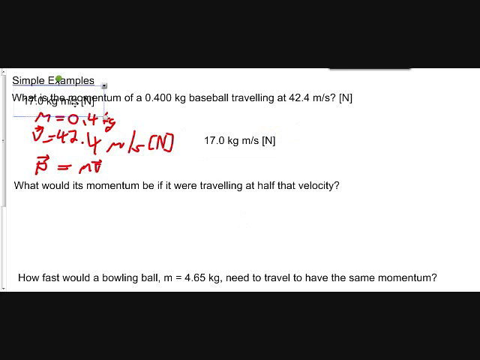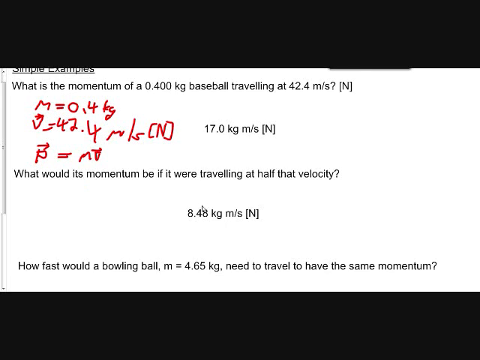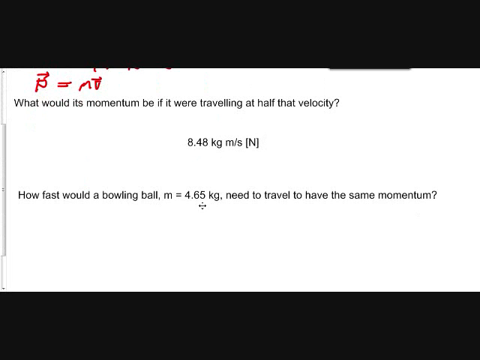Luckily, momentum is linear with velocity, so I can actually just take half of this, and so I end up getting 8.48 kilogram meters per second north. Again, if you want to follow through, go ahead and do that calculation. Pretty straightforward though, and notice this is half of this. And the last question, I'm going to have you actually please pause the video and try this one. So if I have a bowling ball now with this mass and I want it to have this momentum, how fast does it need to be traveling? So again, pause the video, do that calculation quickly for me now, and when you come back, we'll take it up.